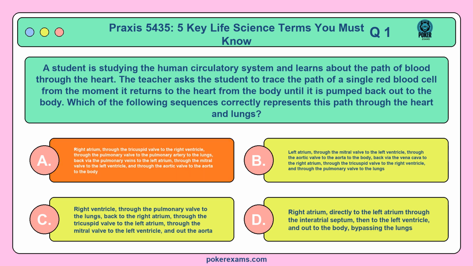Is it Option A, right atrium through the tricuspid valve to the right ventricle, through the pulmonary valve to the pulmonary artery to the lungs, back via the pulmonary veins to the left atrium, through the mitral valve to the left ventricle, and through the aortic valve to the aorta to the body?